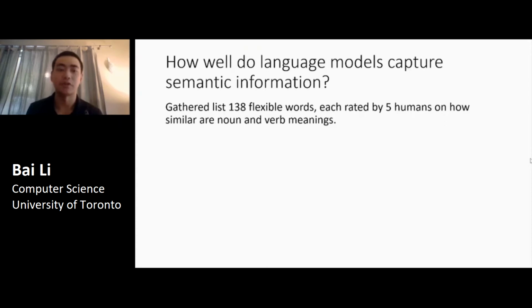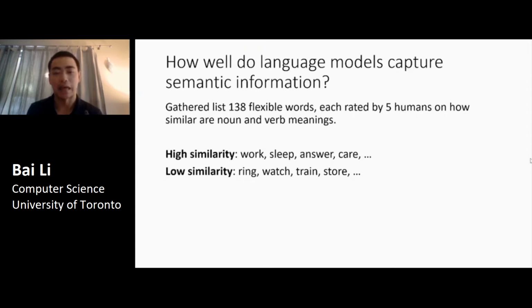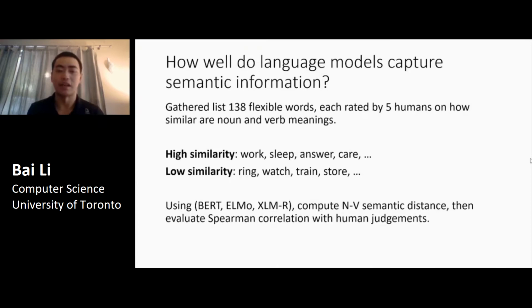So for example, some words with high similarity are work, sleep, answer, and care. And some words with low similarity are ring, watch, train, and store. These are the words where the noun and verb meanings are very different. And now we use BERT and ELMo and XLM-R to evaluate the noun and verb semantic distance.